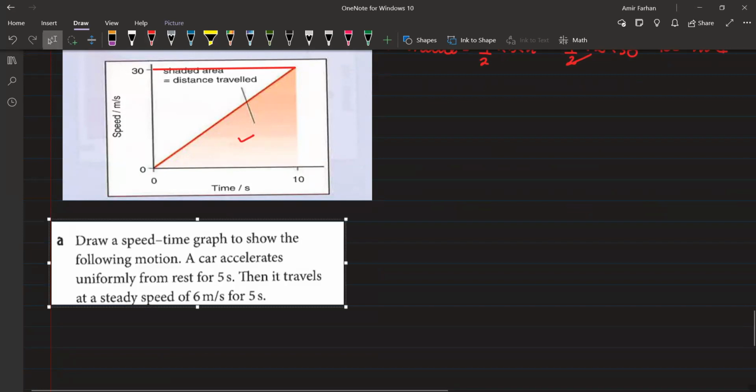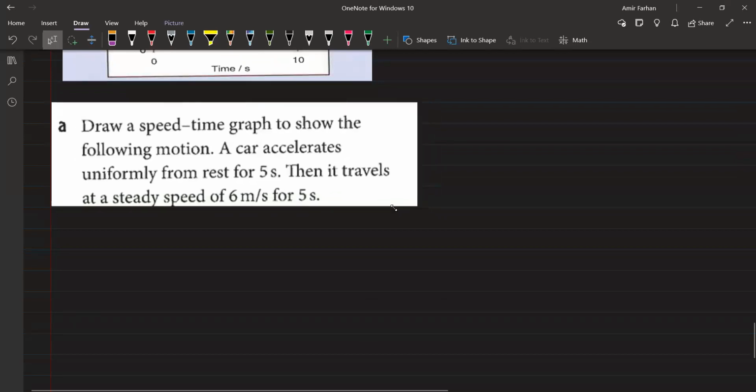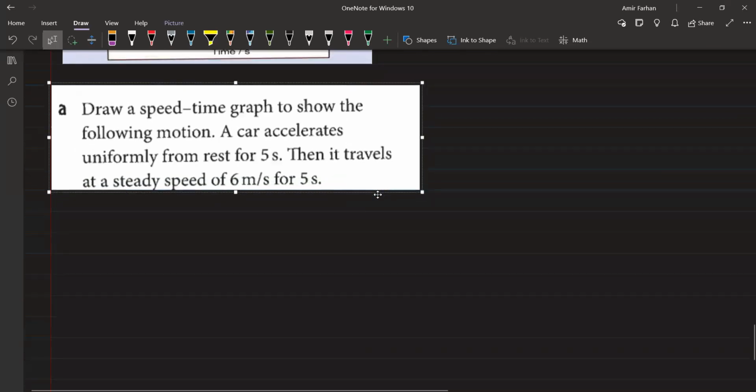Yeah. So as you can see, the question is saying we have to draw a graph to show the following motion. A car accelerates uniformly from rest for 5 seconds. So basically the car was at rest, so the initial speed should be 0, Ayaan. Yeah, the car was at rest.